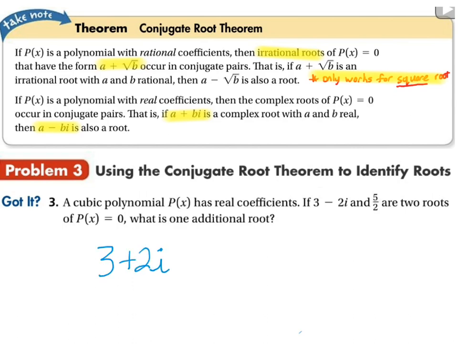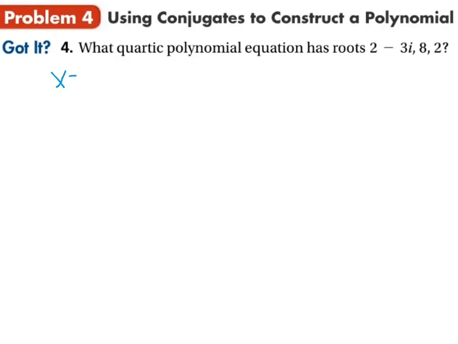So if 3 minus 2i is one root, 3 plus 2i has to be there. That conjugate pair has to happen. So my three roots are going to be 3 minus 2i, the 5/2, and then the 3 plus 2i, that conjugate pair. So those are real quick, easy problems. You just have to find those pairs. That's the third. Remember, we only got 5 today, so we're almost there. All right, next type.